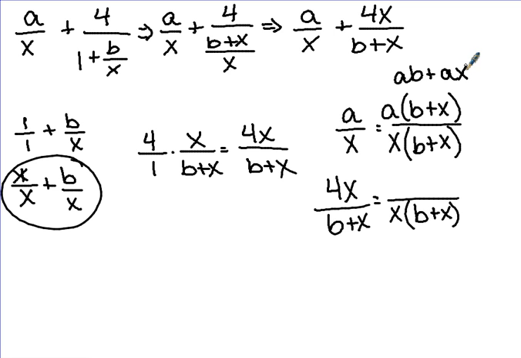Here, I multiplied b plus x times x to give me x times b plus x. So I'm going to do 4x times x, which gives me 4x squared. So now I can combine it all together over 1 denominator. My numerator is ab plus ax plus 4x squared.